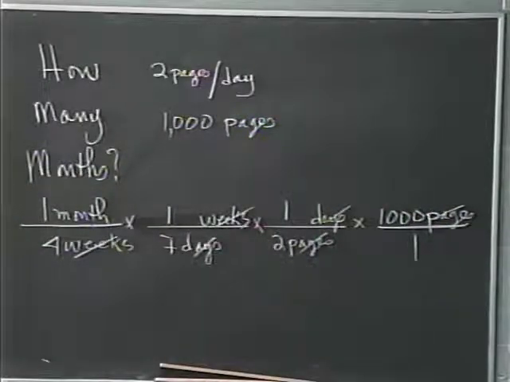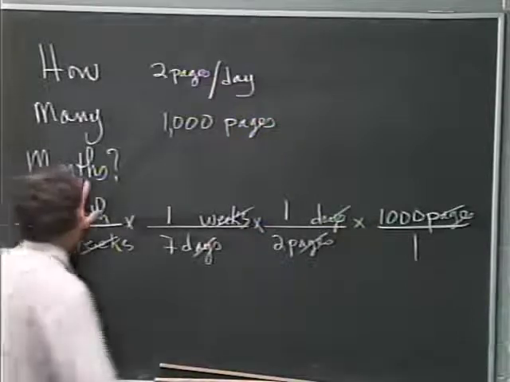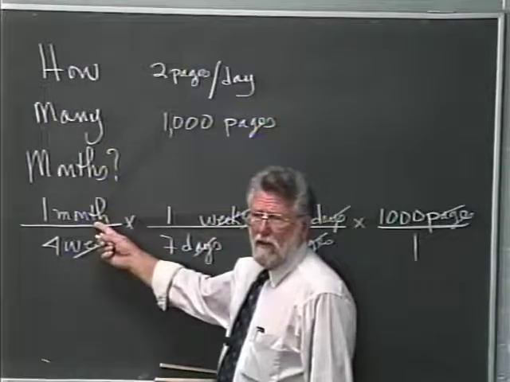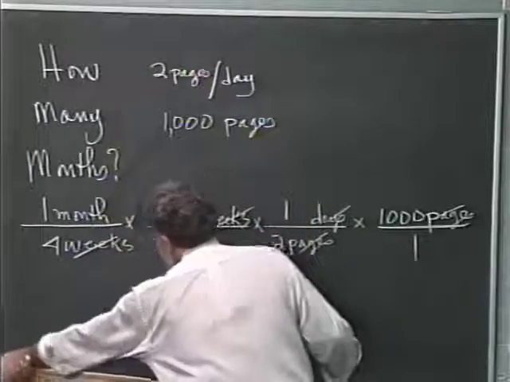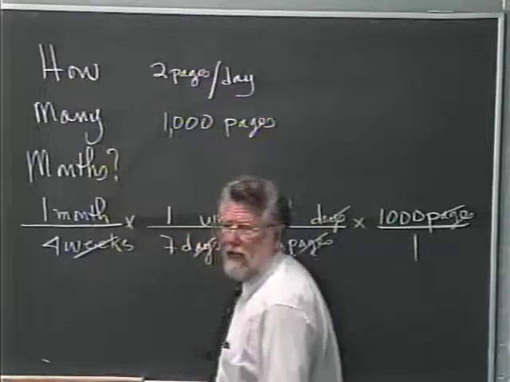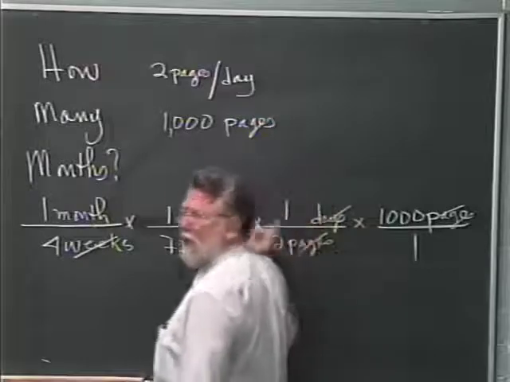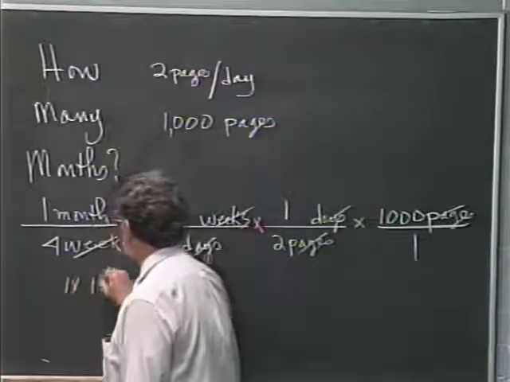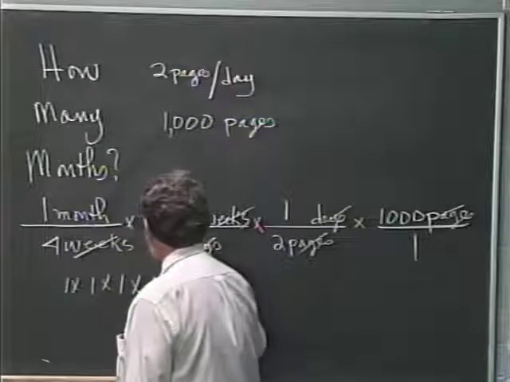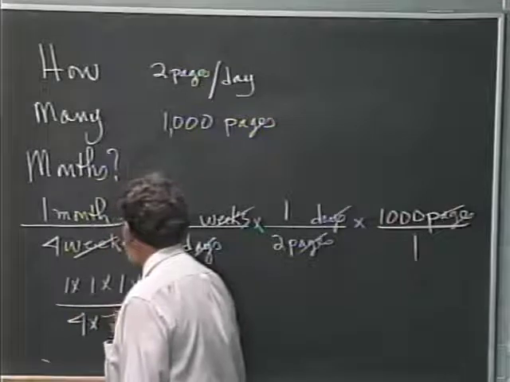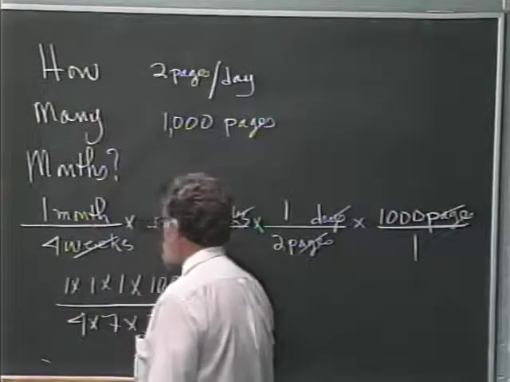Now, what is left in my answer? A month. That's the key. That's what I wanted at the end. So this question was, how many months? And I have exactly that left here. So I'm going to go ahead and now write out the numbers I have. Now, interestingly, I have a bunch of ones up here, right? 1, 1, 1, and then 1,000. So 1, 1, 1 times 1,000 over what? 4 times 7, times 2 times 1.